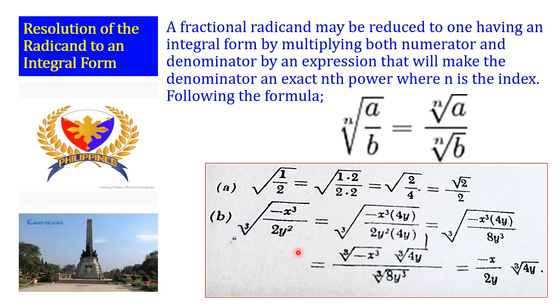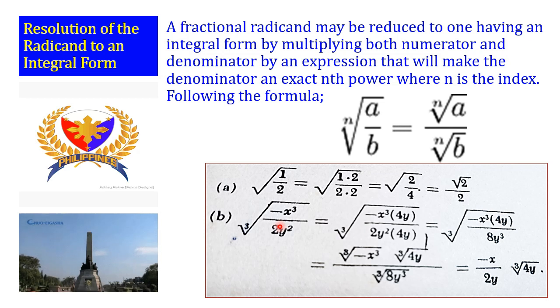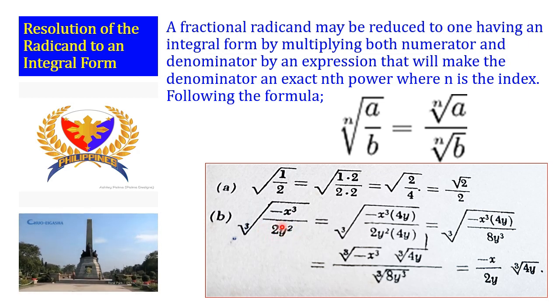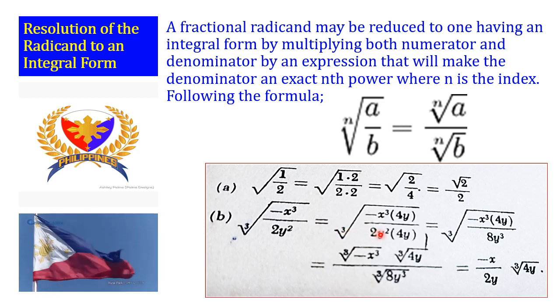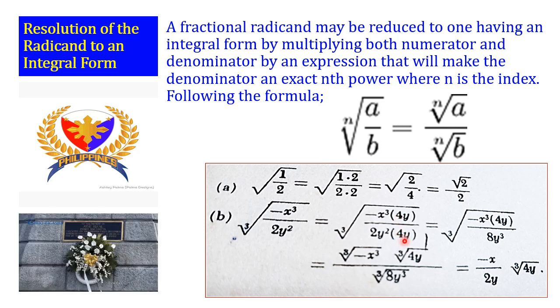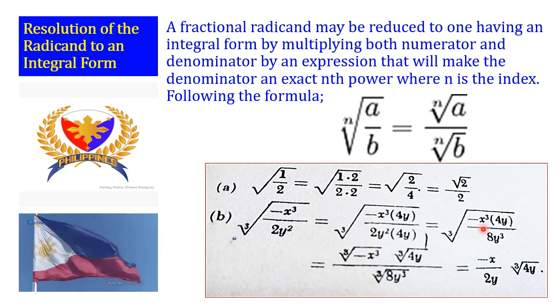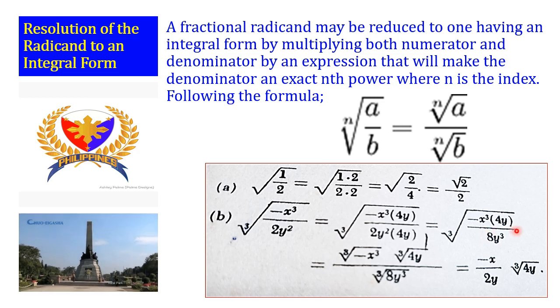Iisip tayo ng numero or algebraic expression na magdudulot or magbubungsod sa denominator para maging perfect cube siya. At ang algebraic expression na yon ay 4y. Kapag i-multiply natin both the numerator and the denominator by 4y, we will end up with negative x cubed times 4y over 8y cubed.